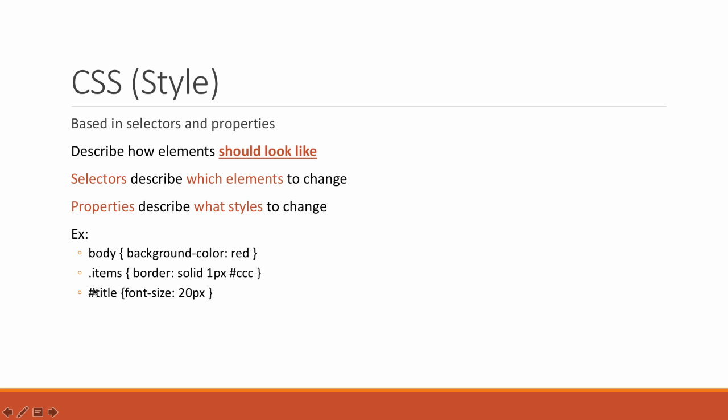This one with the hashtag at the beginning is to look for the element with the ID title. So this one is class, this one is ID. So any element that has the ID title will have the font size changed to 20 pixels, so we have a bigger font. Okay, so let's see in practice how HTML and CSS come together to compose web pages and maybe web visualizations.